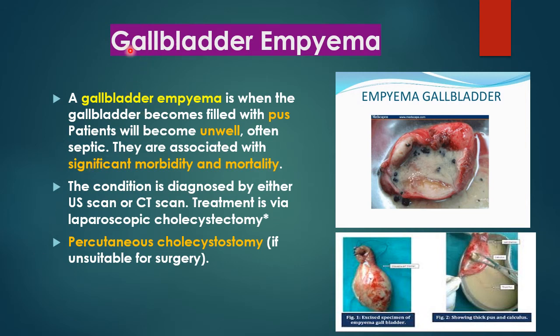This is a picture of a gallbladder with empyema. The gallbladder is opened up, and there is a lot of pus within it. This is before being opened up. You can see the gallbladder is grossly inflamed, the wall is necrotic, and thus it is filled with pus. These patients are usually unwell and septic, and there is significant morbidity and mortality, especially in high-risk patients like elderly patients, immunocompromised patients, and diabetic patients. It is usually diagnosed with ultrasound, and you may need a CT scan to determine the severity of the inflammation.